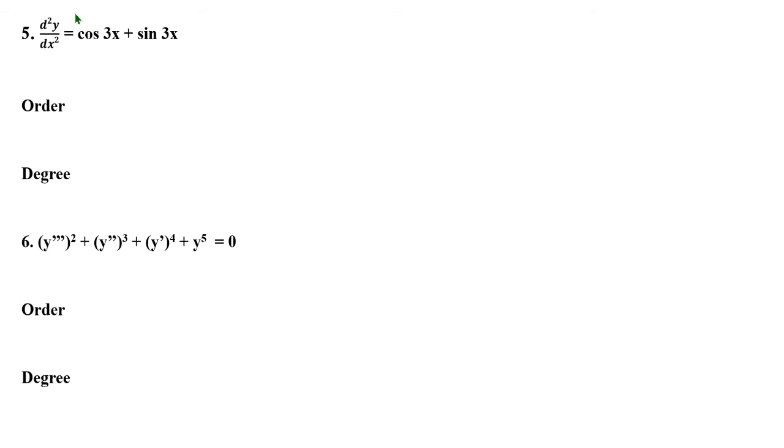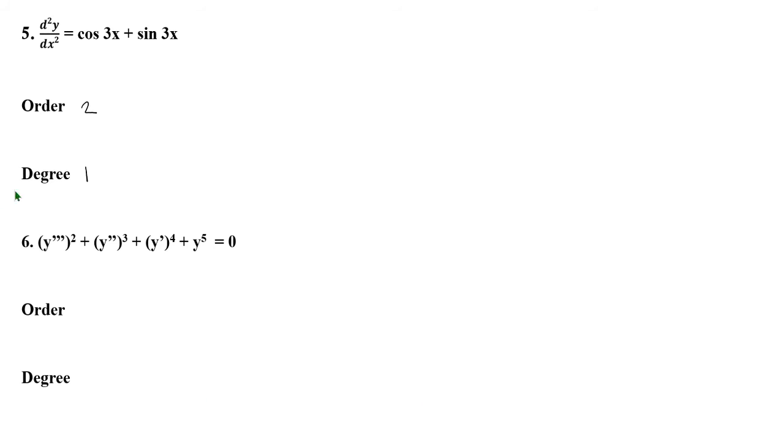The next question is d square y by dx square is equal to cos x plus sin x. So first we will see whether it is a polynomial equation or not. So it is a differential equation which is a polynomial equation. Here the order is the highest derivative. Highest derivative is second order. So the order is 2. Now the degree to which this highest order derivative is raised is 1. So the degree is 1.